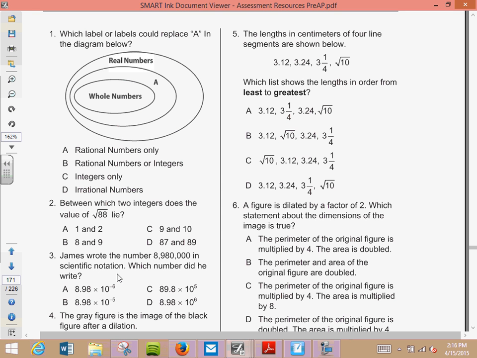So for this one, we're gonna go over these and just tell me how would you solve each of them. Number one, which label or labels could represent A in the diagram below? Look at it. I'll give you about 2 seconds. One, two. I'm just kidding. Come on, look at it. Where do you think it belongs? What do you think it is? Rational numbers or integers? Does that make sense? It could.